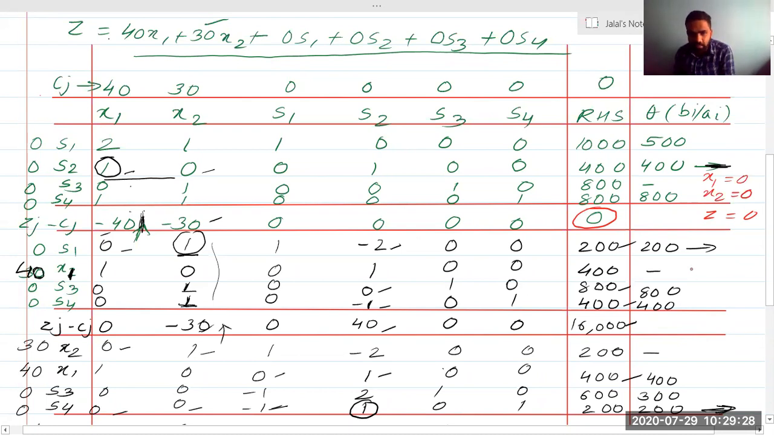Now we can see here, x1 is equal to how much? We can see this value. X1 is equal to how much? 400. So x1 is there in the solution. X1 is 400. X2 is not there, so it is equal to 0.